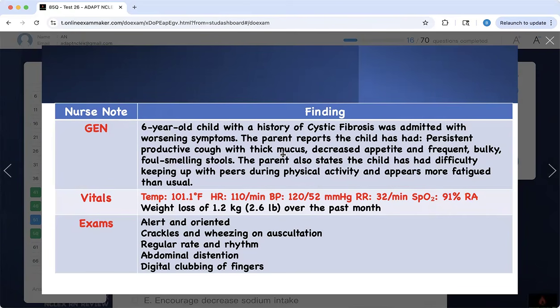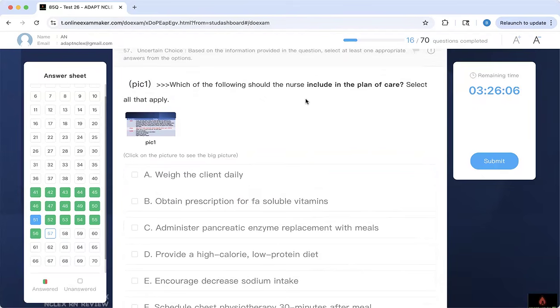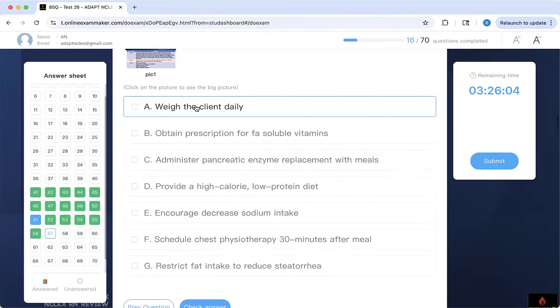Don't worry about every little thing. If you know the concept of the case study, that's all you need. You diagnose it, you know the situation, and you use it to answer the question. What did it say? Which of the following should the nurse include in the plan of care? Do you check the kid's daily weight? Do you obtain a prescription for fat-soluble vitamins? This should say fat-soluble vitamins.